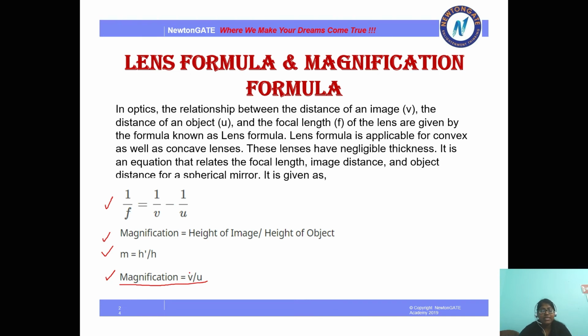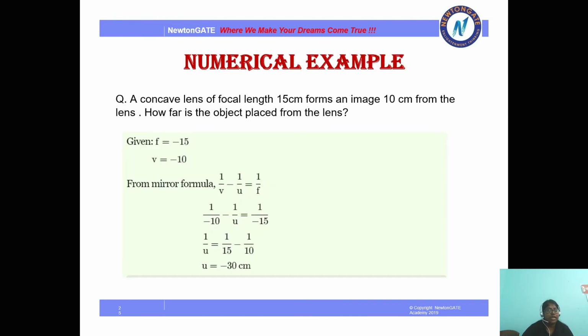Okay, so let us take a numerical example. The first example we will be talking about is a sum. Let us look at the sum. What is given? A concave lens of focal length 15 cm forms an image 10 cm from the lens. How far is the object? So they have given me the focal length and they have also provided me with the image distance.